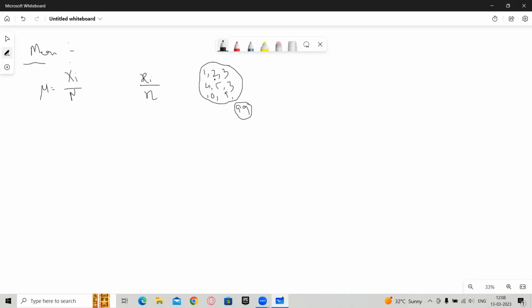So this is the simple mean value. Simple mean is our arithmetic mean, where we use the sum and the number of observations. But there are two more techniques of mean that you can calculate. Suppose you have some group data.